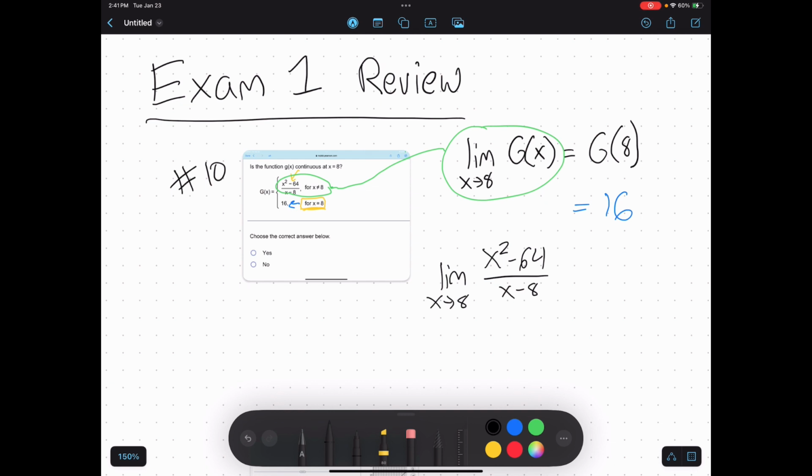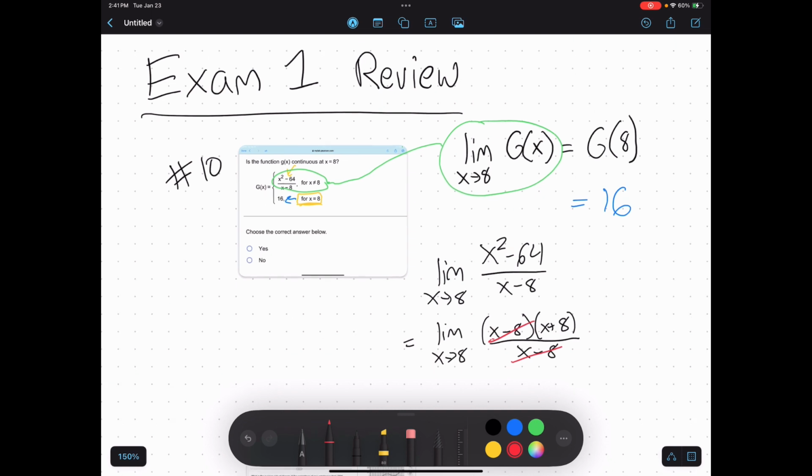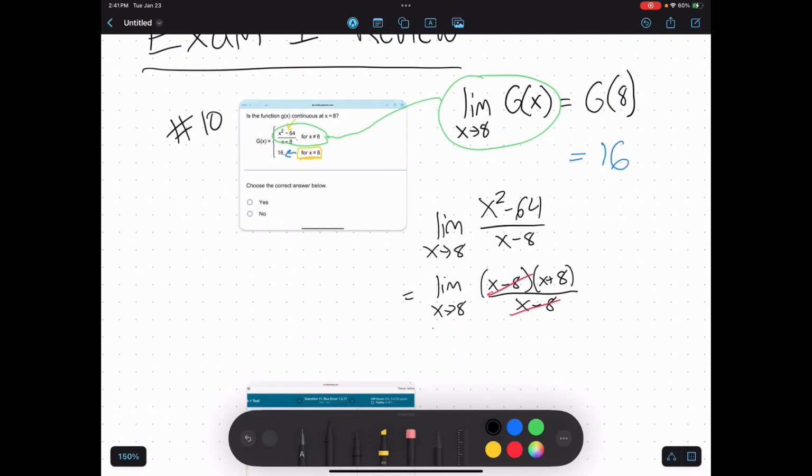I, of course, have a discontinuity here, but you'll notice I can factor the numerator. Okay, so I'll factor the numerator and I get x minus 8 times x plus 8 all over x minus 8. The x minus 8 factors cancel out, and I'm left with the limit as x approaches 8 of just x plus 8. And since that's continuous at 8, I can go ahead and just plug in 8, and I get 16. Does that match? It does.